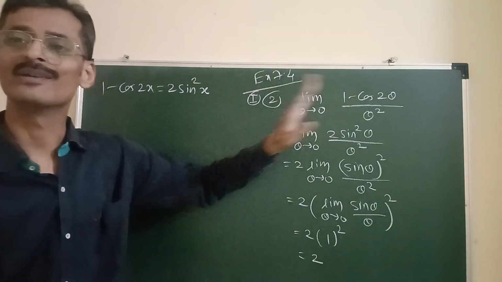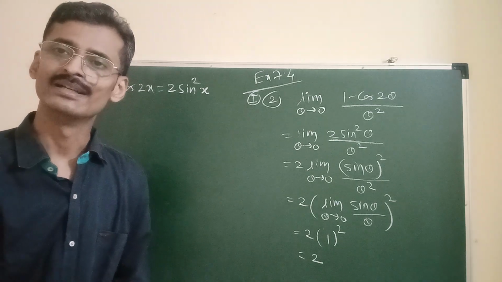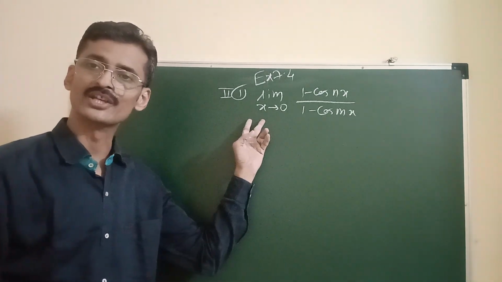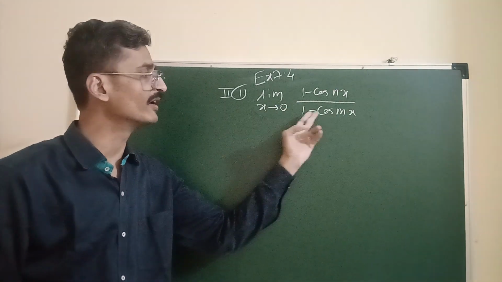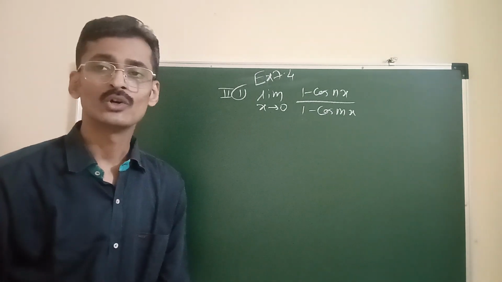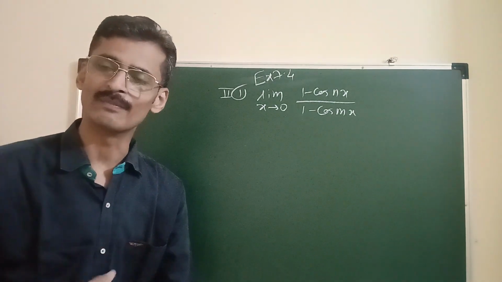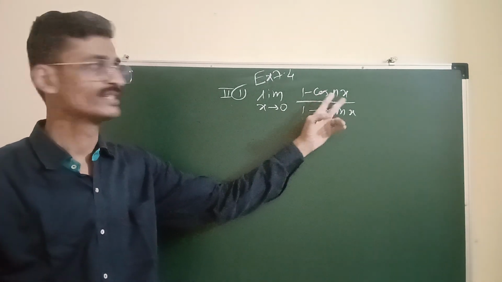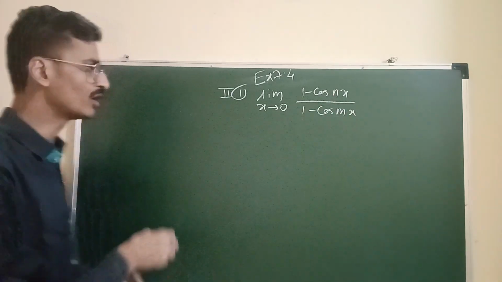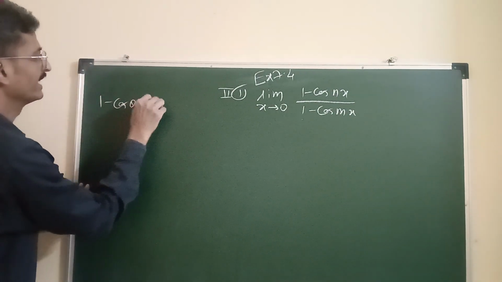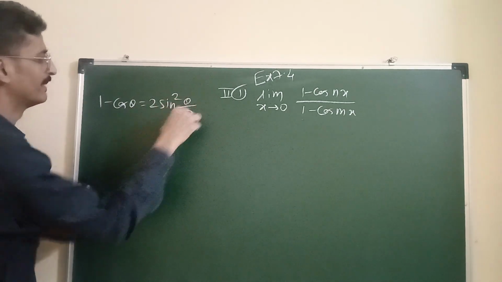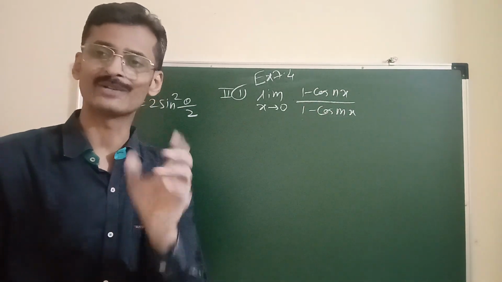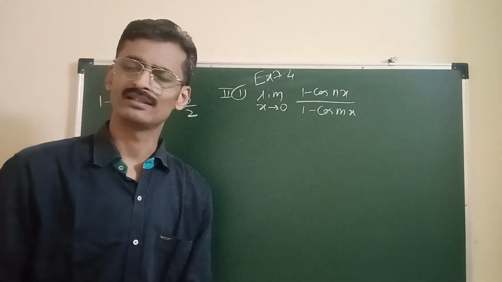Now how to solve by multiplying and dividing by 1 plus cos? Let us see in the next sum. So now the question is: evaluate the limit x tends to 0 of (1 minus cos nx) upon (1 minus cos mx). So we can use the same formula here: 1 minus cos 2x is equal to 2 sine square x. But here 2 is not given. So say this is theta. What is 1 minus cos theta? That is 2 sine square of theta by 2. We can use it here, but we will get nx upon 2, a fractional part there. So you can solve by that method also.